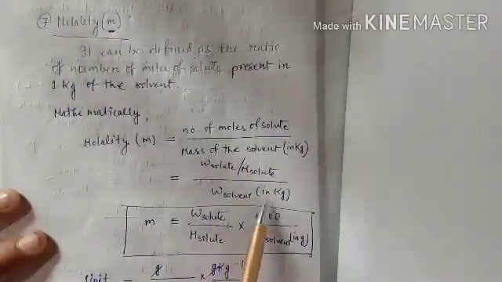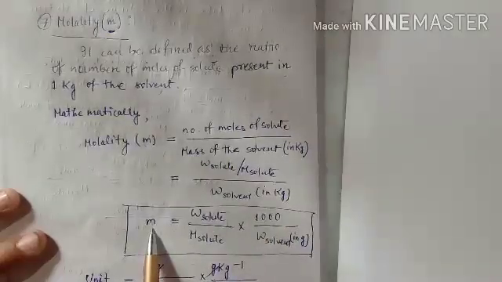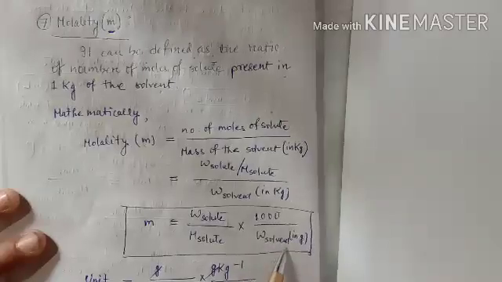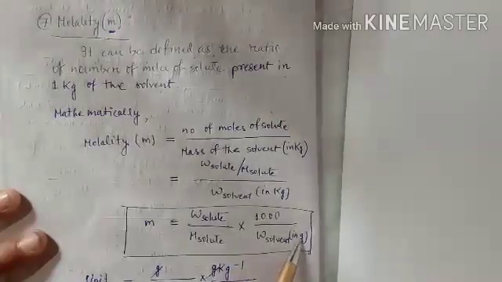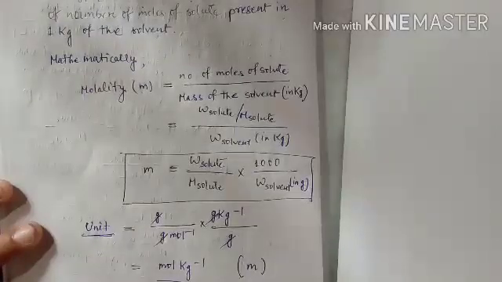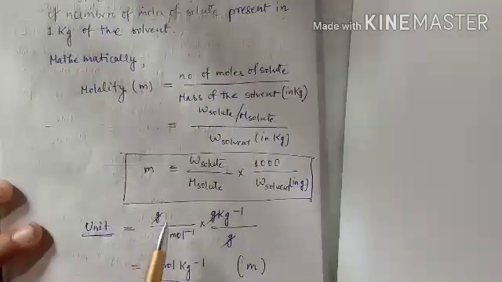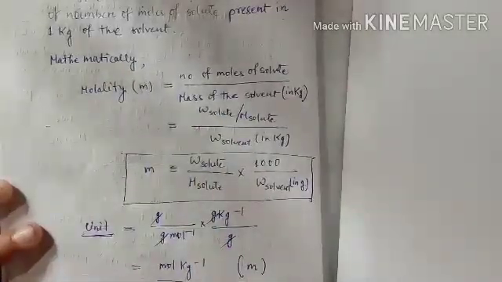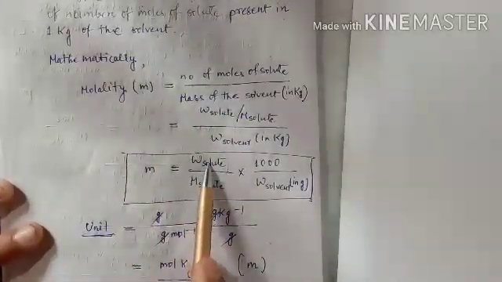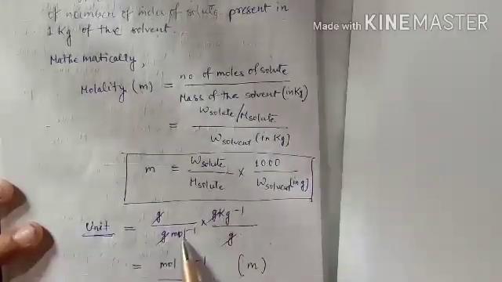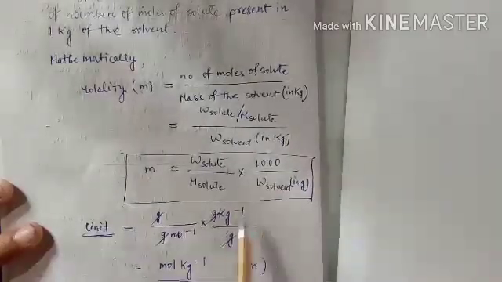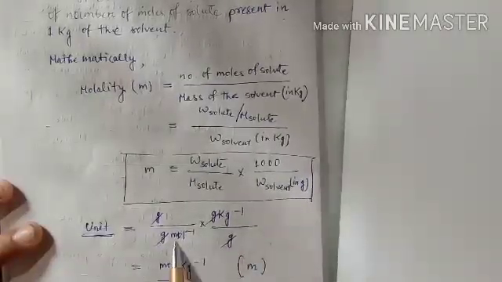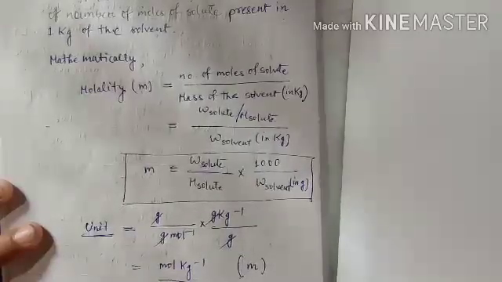So the weight of the solvent in kg. Molality is expressed by W solute by M solute, multiplied by 1000, divided by W solvent when converted to gram. So we can find the unit here also. Here the unit is gram, molar mass is gram per mole, 1000 gram per kg, W solvent in gram. So we already converted, so gram cancels, so it is mole per kg. This is the unit of molality.